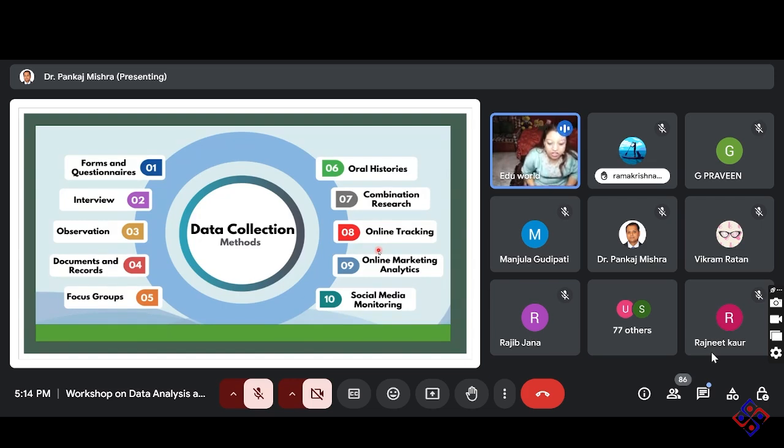Now the combination research. Combination research is when we use qualitative as well as quantitative research together. Sometimes we call it mixed research also, where we apply the triangulation method. So what is this triangulation? In mixed research only, we apply the triangulation method.